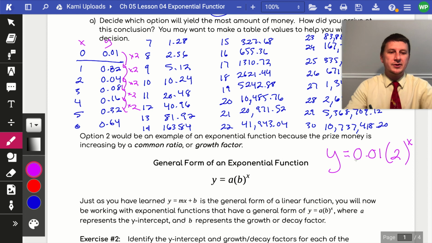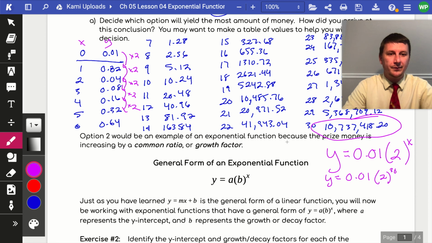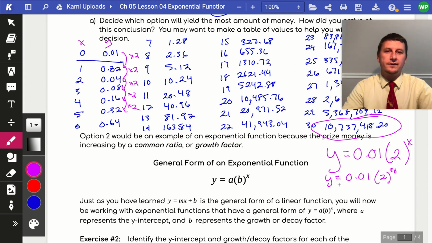So an equation that represents every possible value here is y equals 0.01 times 2 to the x. So if we just do y equals 0.01 times 2 to the 30th power, we're actually going to get this number right here, and you could try that right now. So that's a shortcut way of not having to write out this entire table of 30 days. We could just use a formula that looks like this to find out $10,737,418 is the better option than option 1, which is just $1 million.